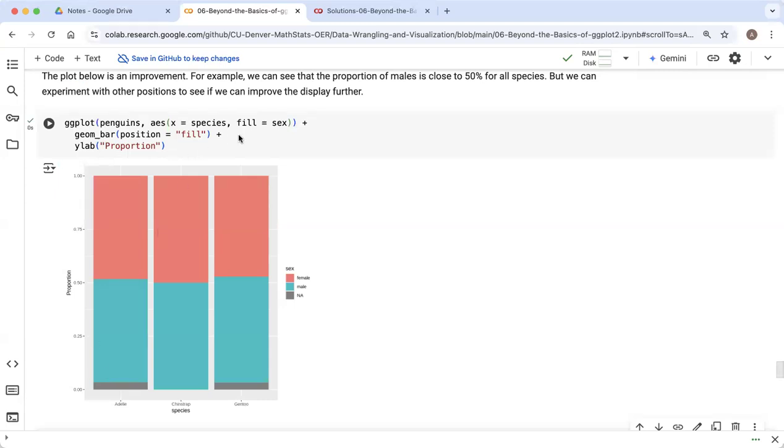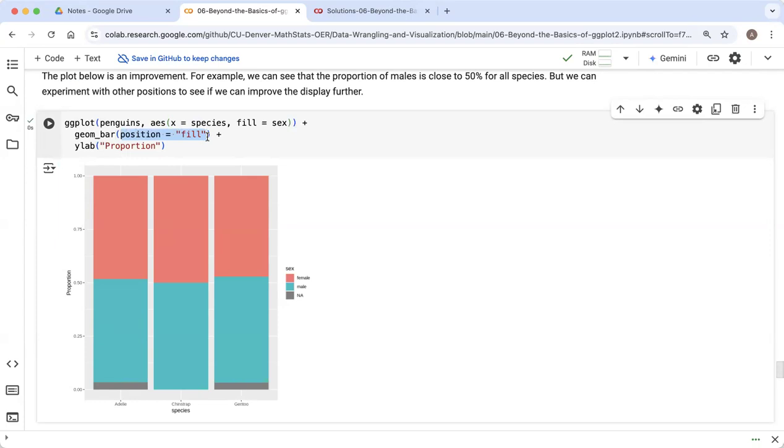And when we set the position to fill, so we don't use the default position stack, it changes the vertical axis from counts to a relative frequency. And so it sets all of the heights up to 1. So it's giving me these frequencies relative to the totals for each species.